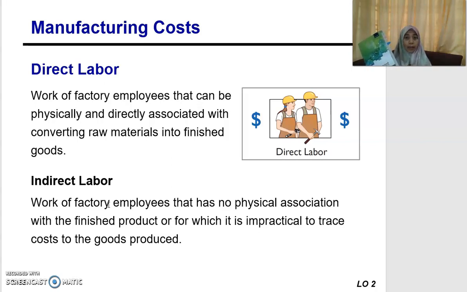In a factory, you also have the security guard. The security guard does not work directly to produce this particular book, but you have to pay wages and salaries for them, so it will be indirect labor. Likewise, you have the cleaner, and the wages you pay to the cleaner will be indirect labor. You need to differentiate between direct labor and indirect labor.